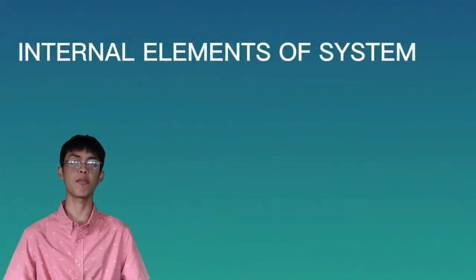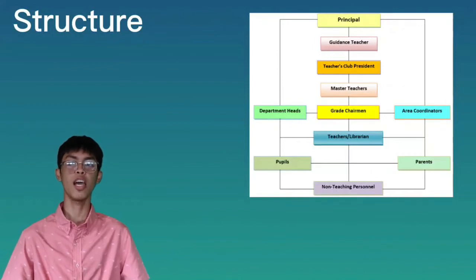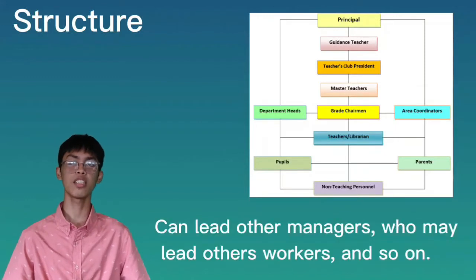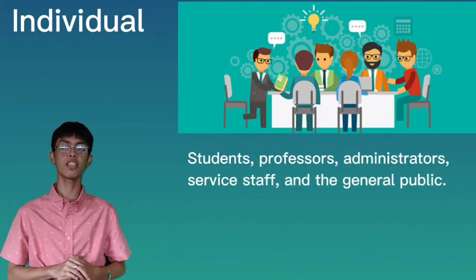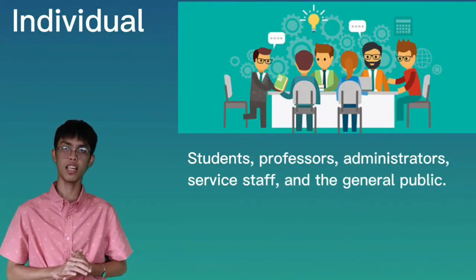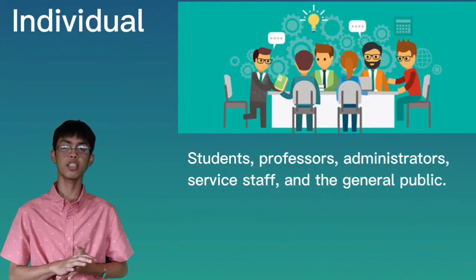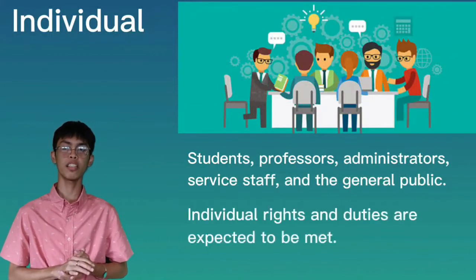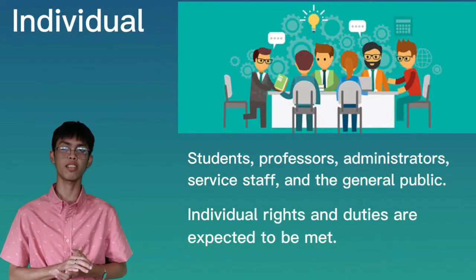Internal elements of the system. Structure. Someone has to be in command in every organization, and many in authority influence others who may lead others, managers who may lead others, workers, and so on. Individual. A framework of personal communication in which all members, this is student, professor, administrator, service staff, and the general public are involved in this case. Their agents as well, maybe their parents, are oriented by them. Individual rights and duties are expected to be met.